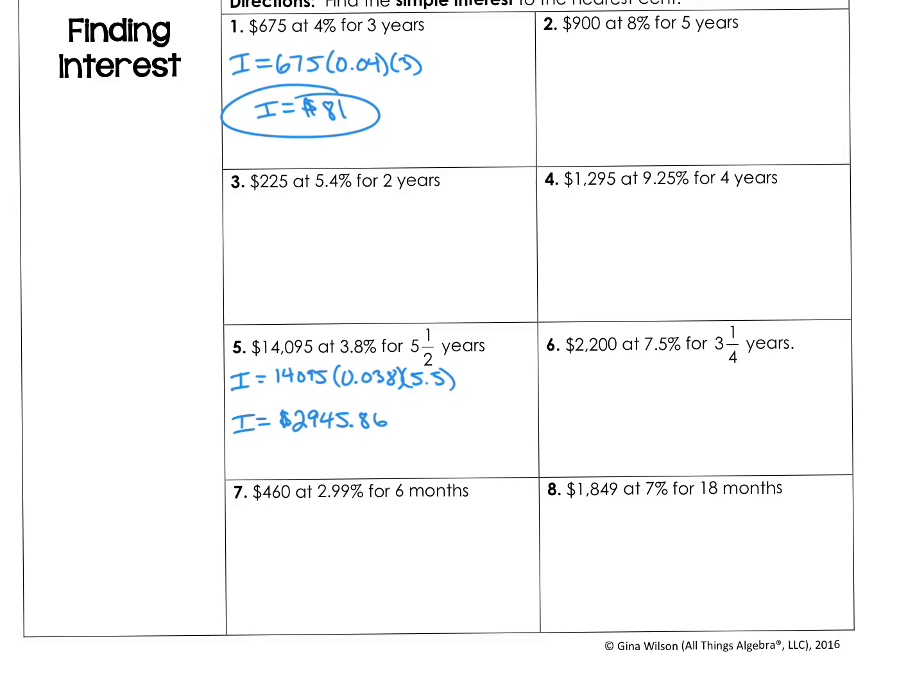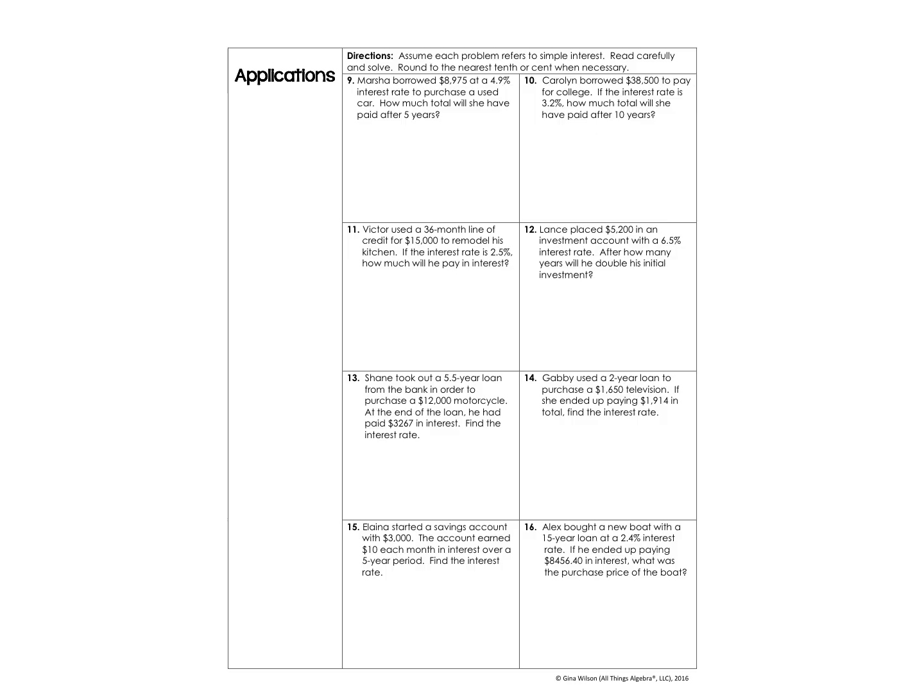The biggest thing to pay attention to on some of these is, when they're months, making sure that you're converting that to a decimal. So for example, 6 months would just be 0.5 because it's half a year. 18 months would be a year and a half, so it would be the decimal 1.5. So that's the gist of just calculating the simple interest.